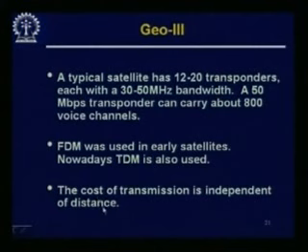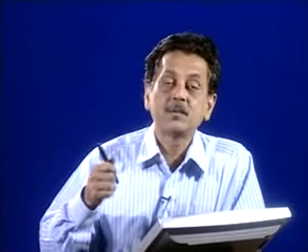The cost of transmission is independent of distance. Sometimes this is an advantageous point. Suppose you are communicating via a communication satellite, whether with somebody who is only 10 kilometers away, or 100 kilometers, or 1000 kilometers away, it is the same. You have to go so much up and so much down. So, the cost is constant over the entire footprint. That may be an advantage in some cases.